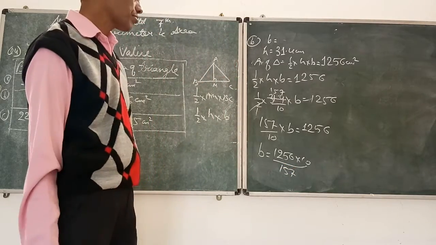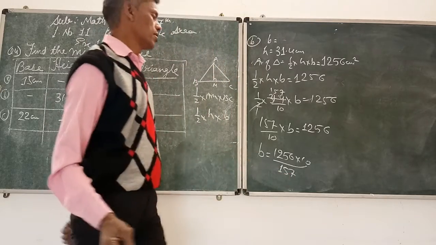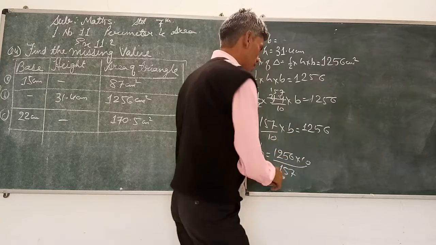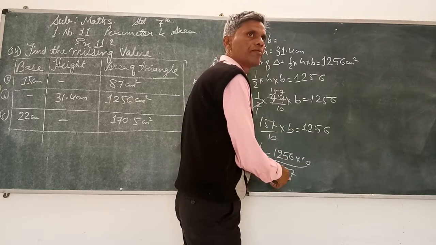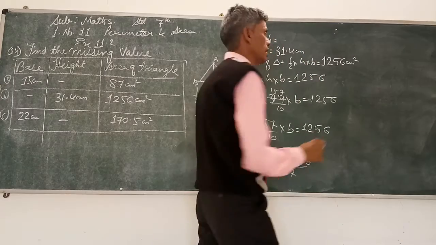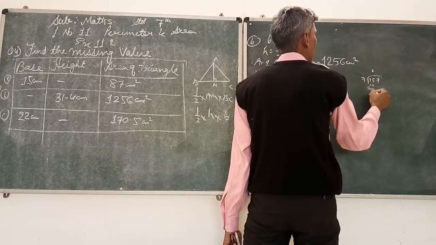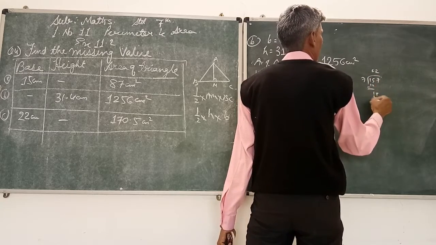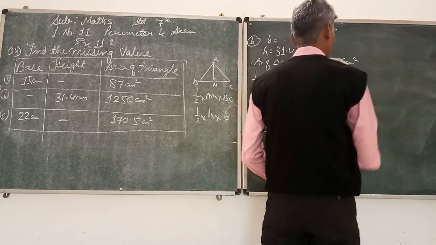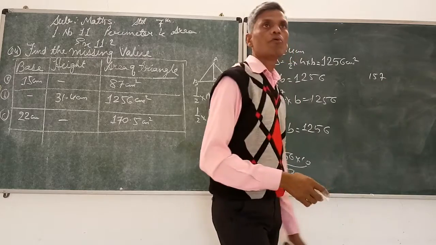Now, is 157 coming in any table? 5 plus 1 is 6, 6 and 7 is 13, so it is not coming in 3's table. It is not coming in 9's table. Let us say 7, 7 2s are 14. It is not coming in any table. So it's a prime number. So what do you have to do? We have to find the table of 157.